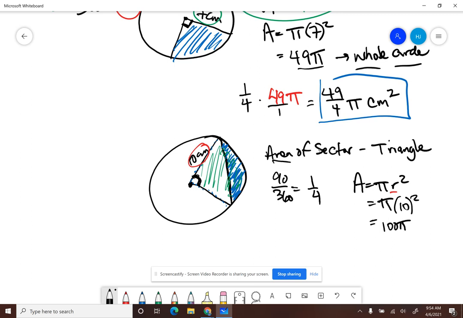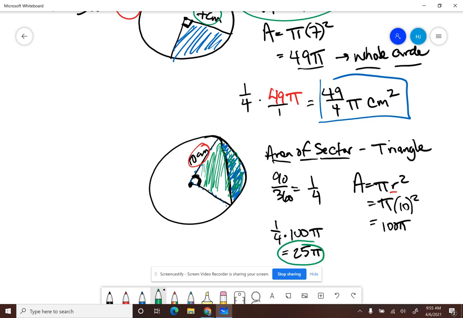So if I'm talking about the area of the sector, I'm going to have 1/4 times 100 pi. And again, if I multiply that out, I'm going to get 25 pi as my answer. So again, I want you to think about this being the entire green portion right here. If we were to even include the part that's blue right now, then that would equal 25 pi, okay? But now I need to subtract out this triangle.